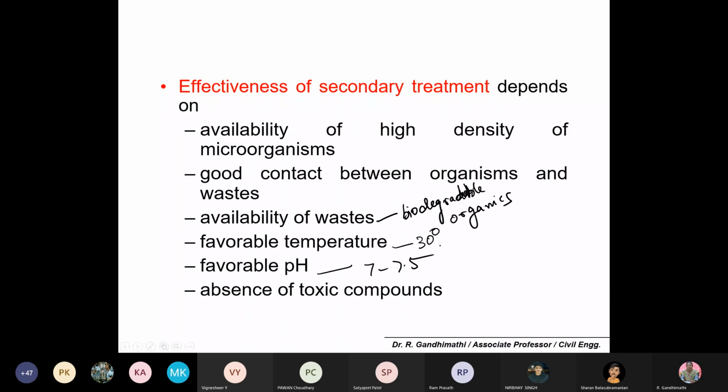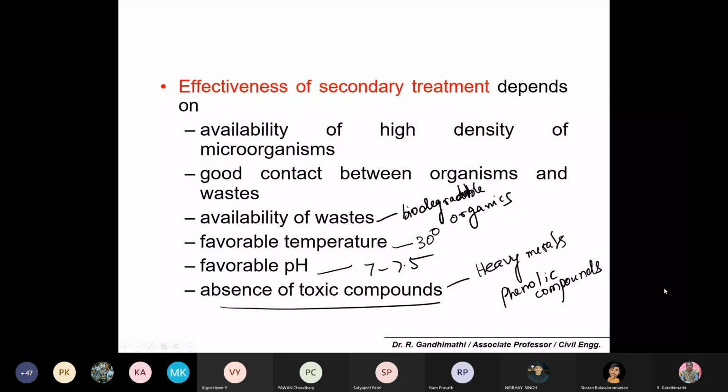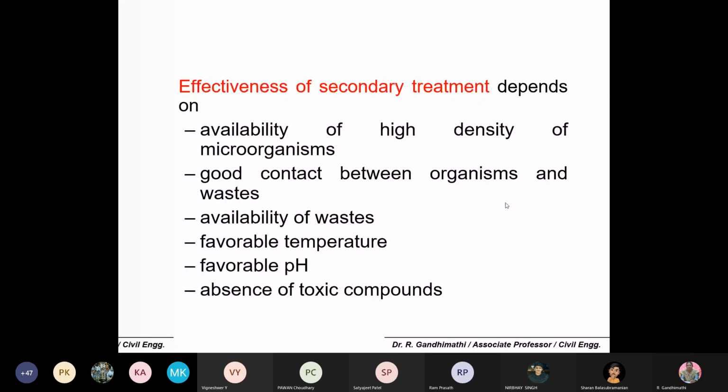Then absence of toxic compounds. This is very important. If there are any toxic compounds, they should be removed prior to the biological system, like heavy metals, then phenols, phenolic compounds. They should be removed prior to the biological system.